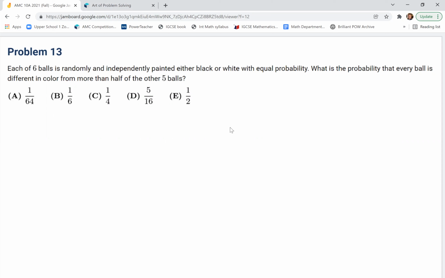What's more than half of 5? More than half of 5 is 3 or bigger. So we need every ball to be different in color from at least 3 other balls. Well, can every ball be different in color from exactly 3 other balls? Well, yeah. If you have black, black, black, white, white, white, then every ball is different in color from 3 other balls because there's 3 of each color, right?